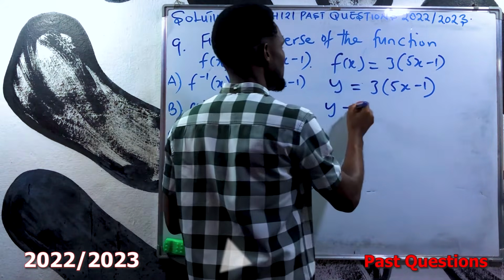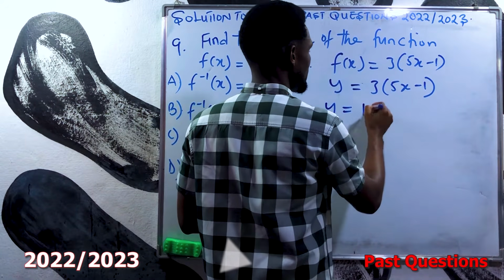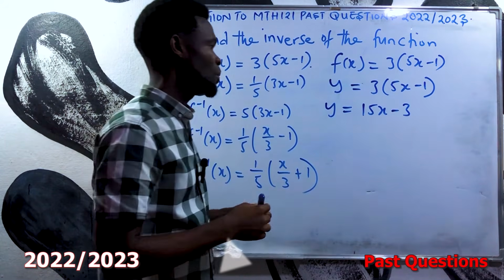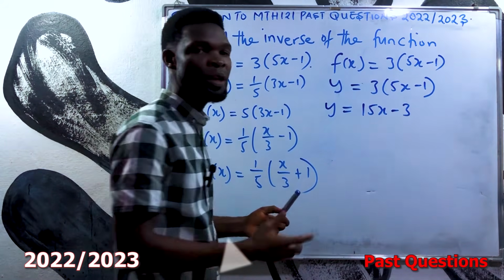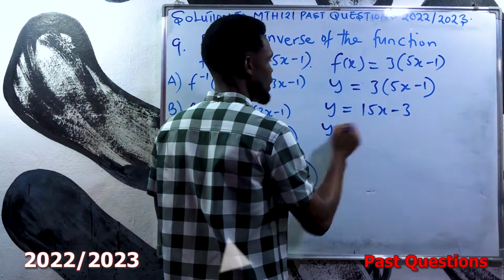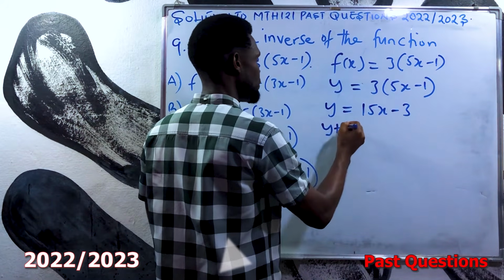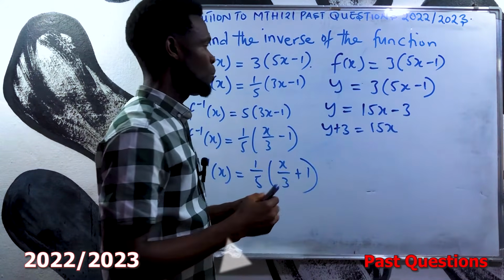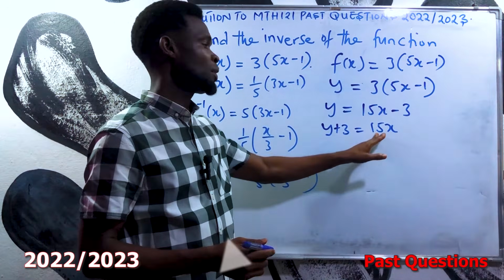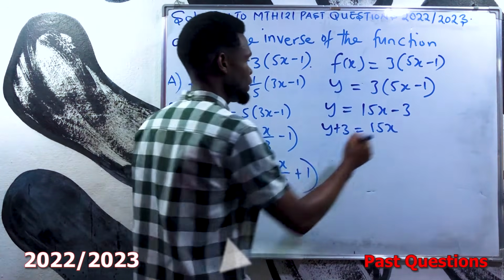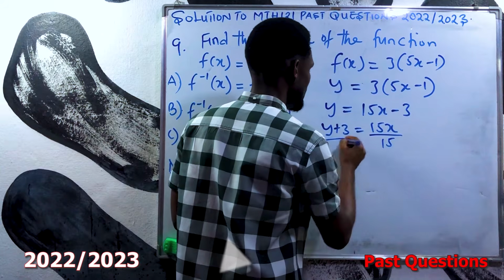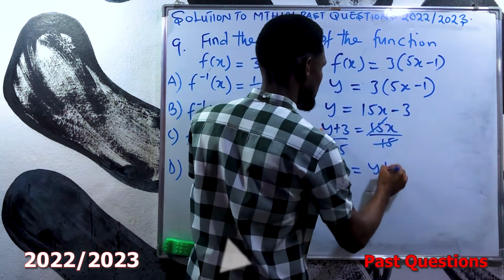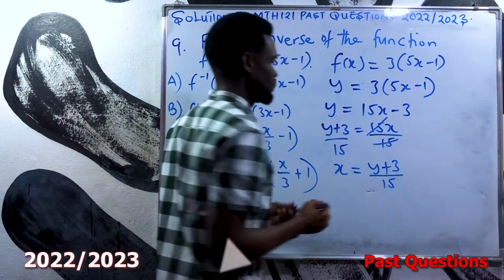So that means that y is equal to 3 times 5x is 15x, 3 times minus 1 is minus 3. Then making x the subject of formula, you collect like terms. So this is y minus 3 will move and become plus 3 equals to 15x. I'm looking for the value of x. What's standing with x? 15. Divide both sides by 15. So if I divide this by 15, divide this by 15, this and this is gone. x will be equal to y plus 3 all over 15.